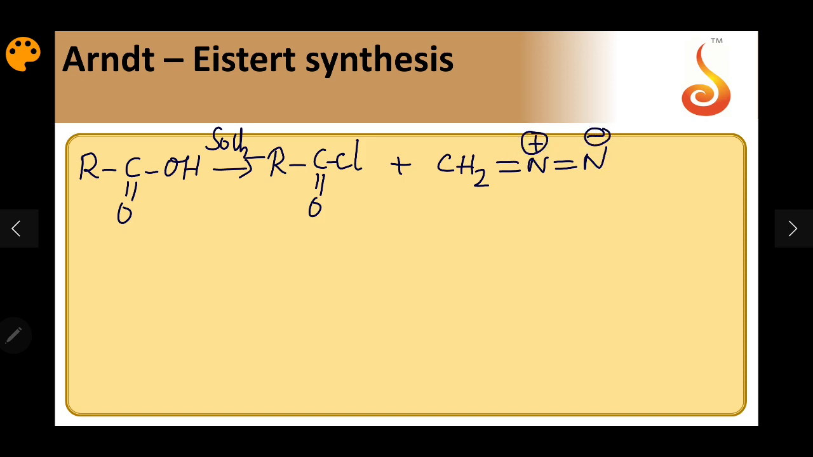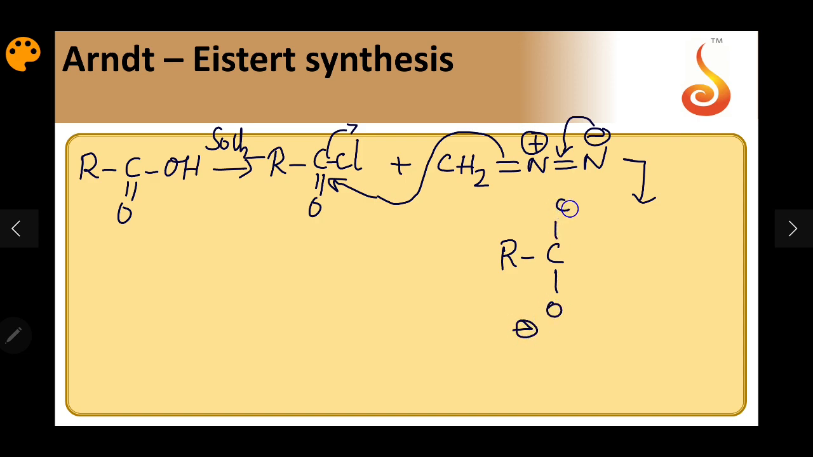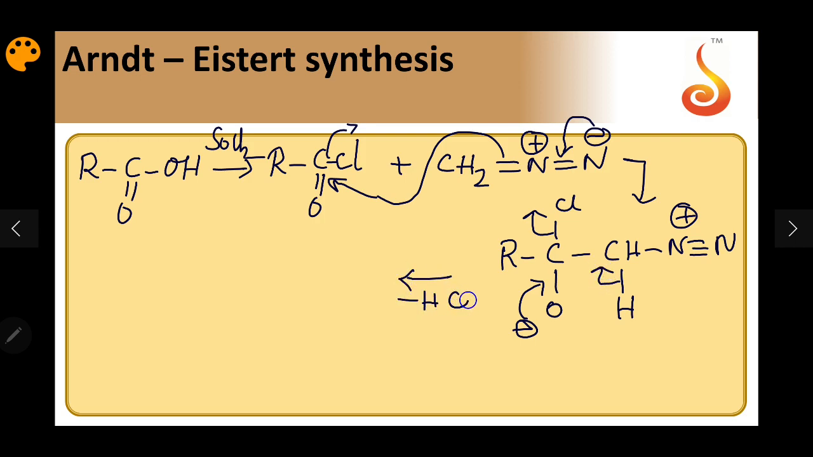So this acts as a nucleophile. The diazomethane lone pair comes here. The electron pair attacks the carbon, and chlorine is eliminated. So I'll get R, C, O minus, Cl, CH, with the H separate, then N triple bond N plus. What happens? The negative charge comes back to eliminate chlorine, and at the same time one proton is also eliminated. So basically HCl is going out, and I'll get R C double bond O, CH minus and N2 plus.